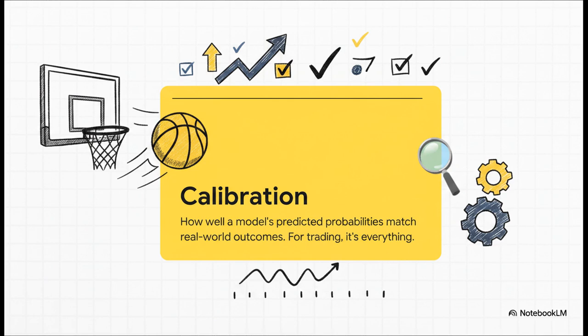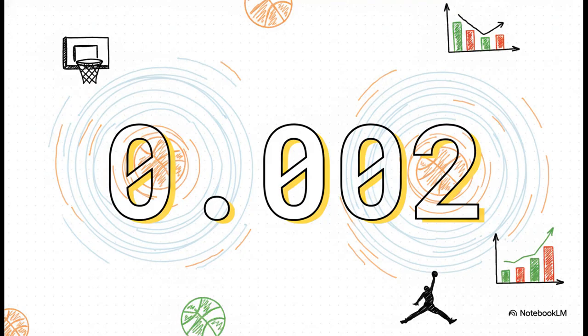See, for something like trading or betting, you're not just picking a winner, you're trying to price probability itself. You have to know, without a doubt, that when your model says a team has a 70% chance to win, they actually win about 70% of the time. Accuracy is one thing, but calibration, that's about trust. It's everything.